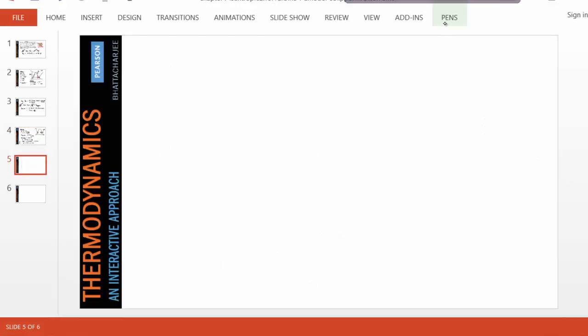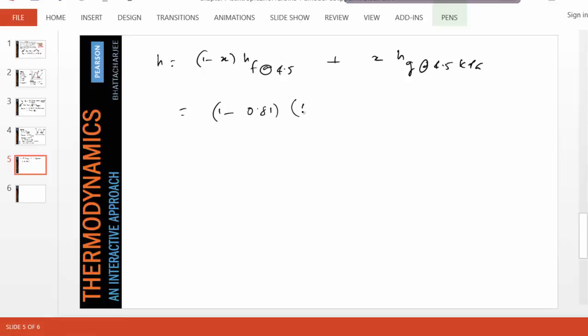So therefore we can find enthalpy would be (1 minus x) hf at 4.5 kPa plus x times hg at 4.5 kPa. And you can show that, again, going back to the table, with x = 0.81, h can be shown to be about 130 plus 0.81 times 2557, and this will give us an enthalpy of 2096.